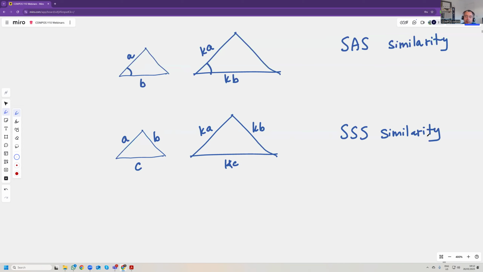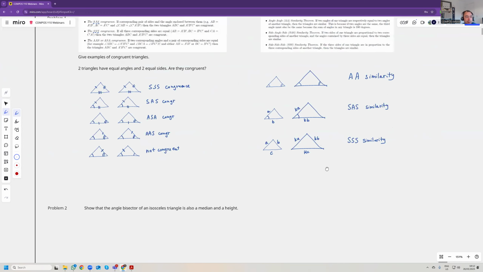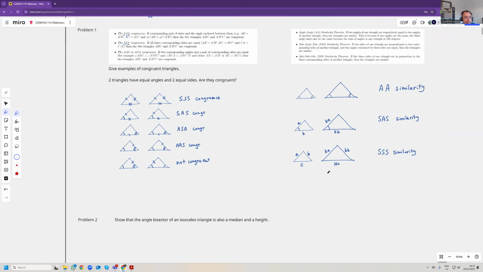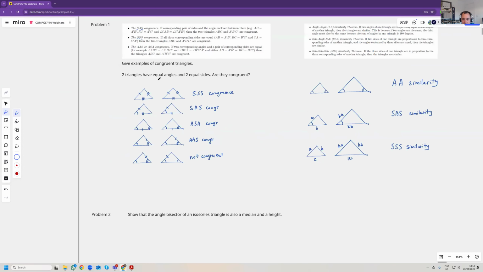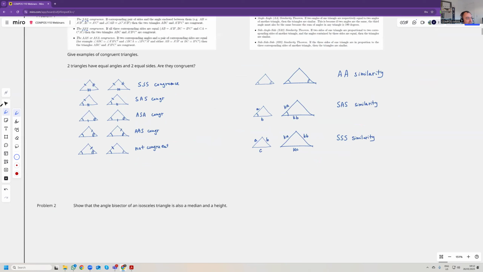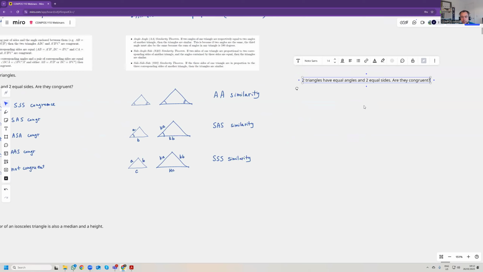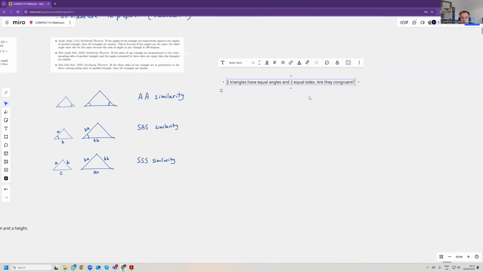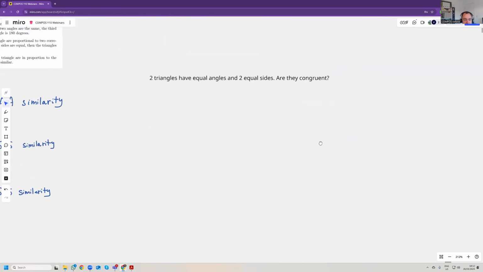Similarity. All right. So, two angles, two triangles. Give examples of congruent triangles. I think we've covered that. Two triangles have two equal angles and two equal sides. Are they congruent? So let's look at this question. Well, not necessarily. Let's find an example where this is not the case.